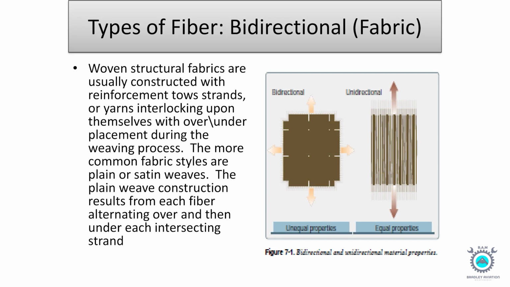Types of fiber. Bidirectional fabric. Woven structural fabrics are usually constructed with reinforcement tows, strands, or yarns interlocking upon themselves, with over-under placement during the weaving process. The more common fabric styles are plain or satin weaves. The plain weave construction results from each fiber alternating over and then under each intersecting strand.